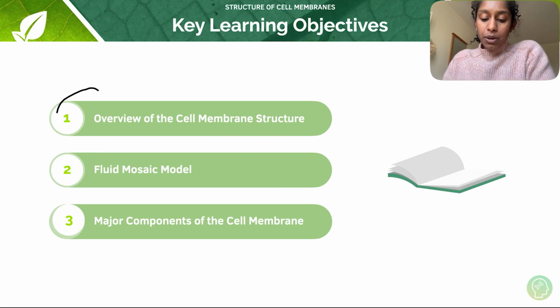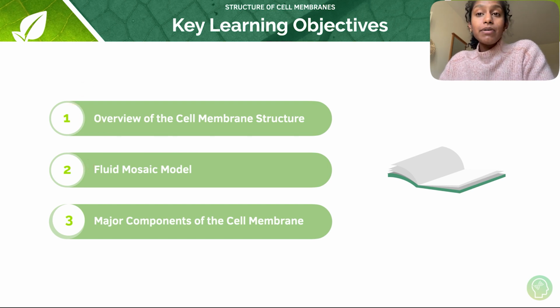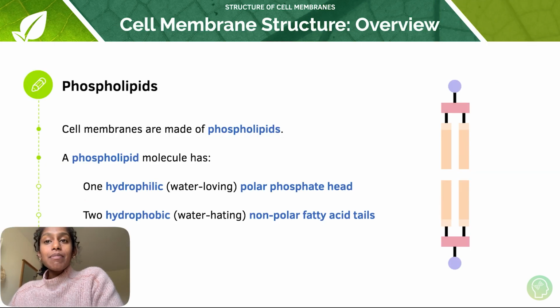Number one, we want to go over an overview of the cell membrane structure. Number two, we want to look at the fluid mosaic model. And number three, major components of the cell membrane. So cell membranes are made of phospholipids.